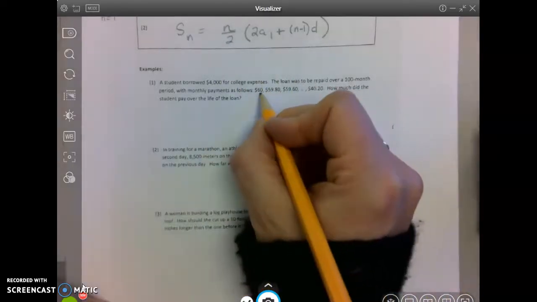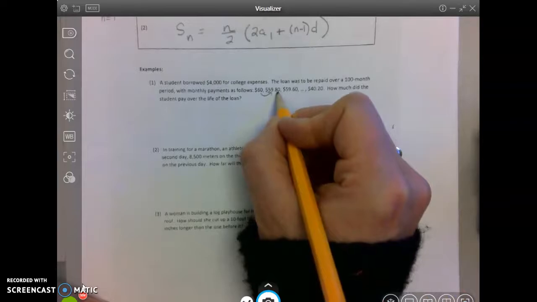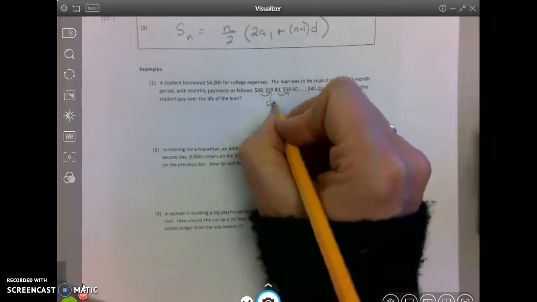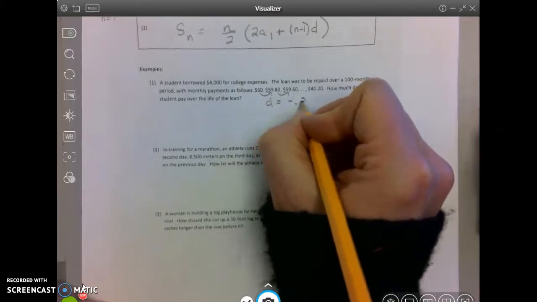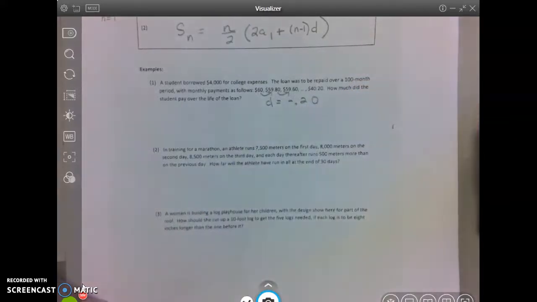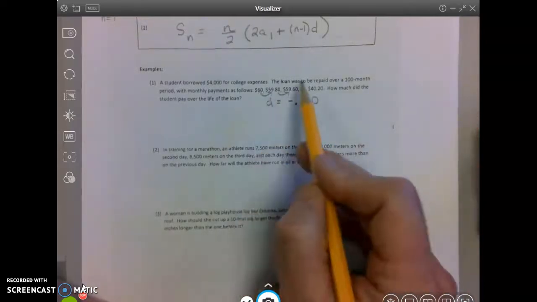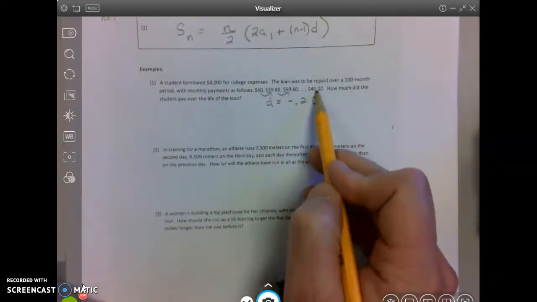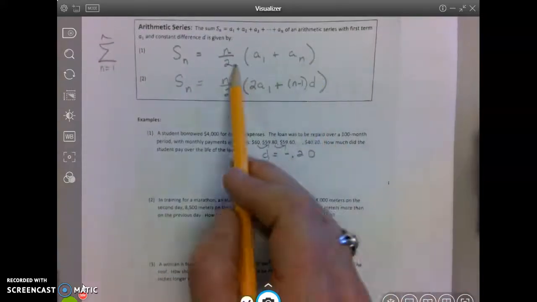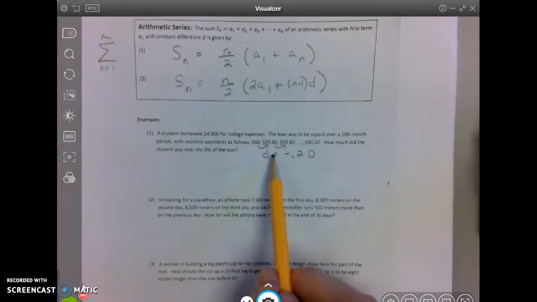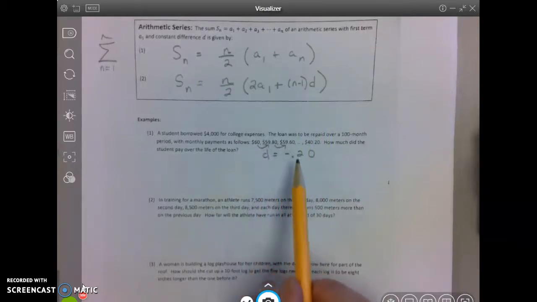Now if you notice, this goes down by 20 cents, this goes down by 20 cents. So the constant difference must be negative 0.20. Just in case we need that. Don't know if we're going to need that. They did give us the first term and the last term. So it seems as if I'm going to be able to use this formula, so I don't need to know my constant difference. But the one thing about finding the constant difference is it verifies that this is indeed arithmetic.